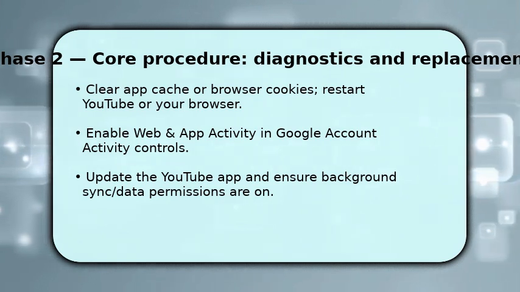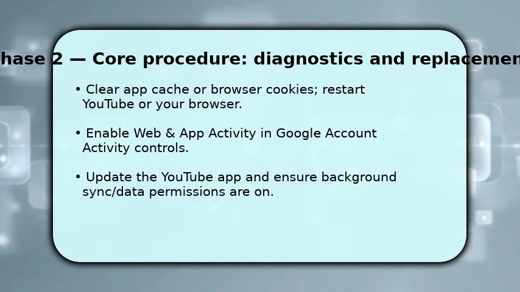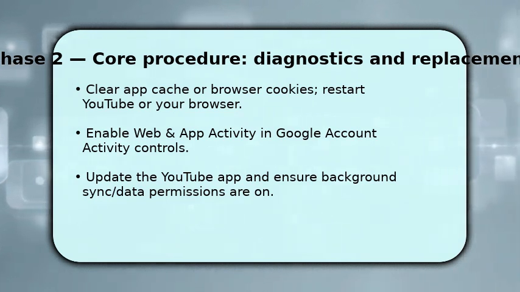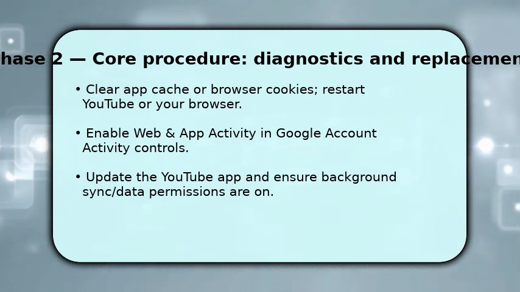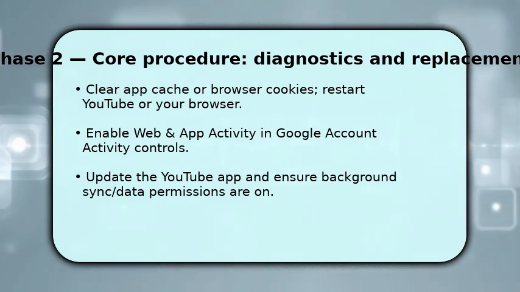Make sure the YouTube app is updated, and that background data and sync permissions are allowed, so watches committed offline will upload. If you use multiple devices, let them fully sync before checking history again.